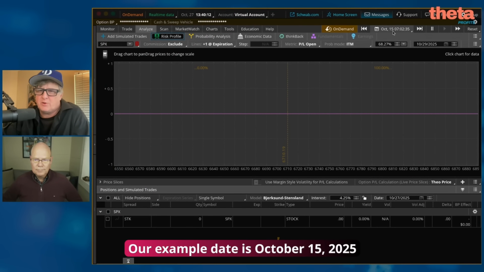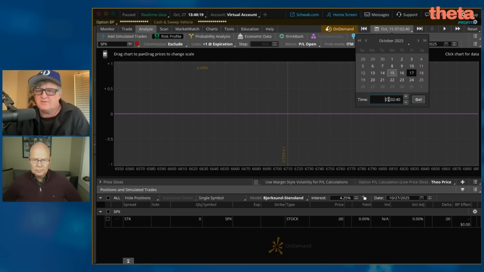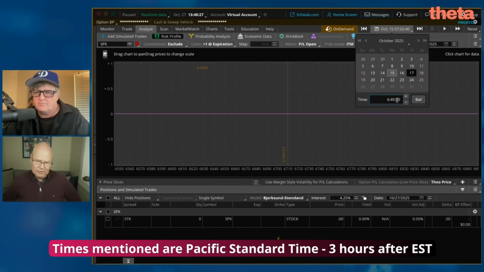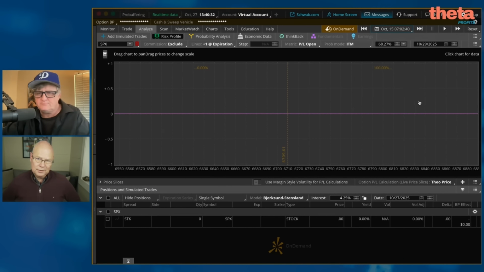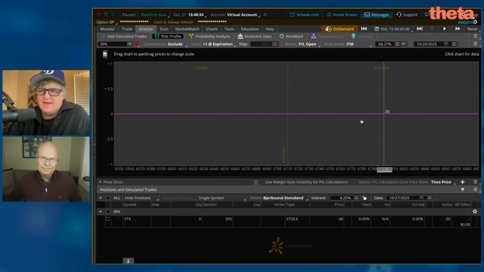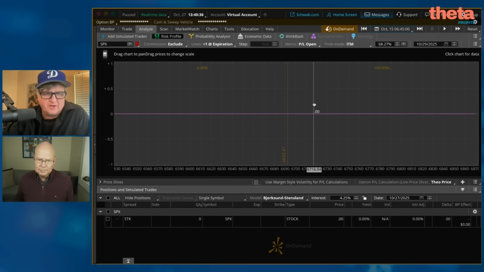So I'm going back to October 15th. You can see it up here. I'm going to change the time on it to 6:45. That's when I got a signal on my chart that triggered me into this. And you are now on Pacific time. So this is 15 minutes after the market has opened. Correct. Yeah. So we're on Pacific Coast time. So we have to get up early, 3 hours earlier than everybody else.